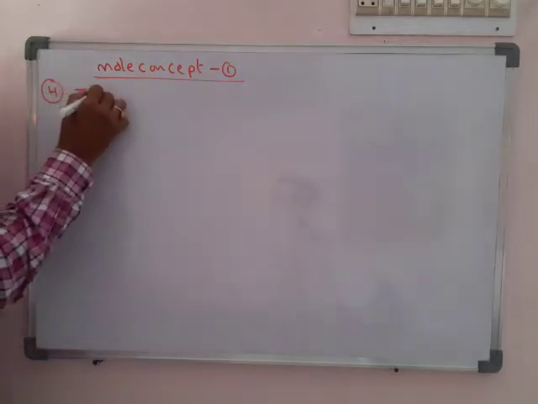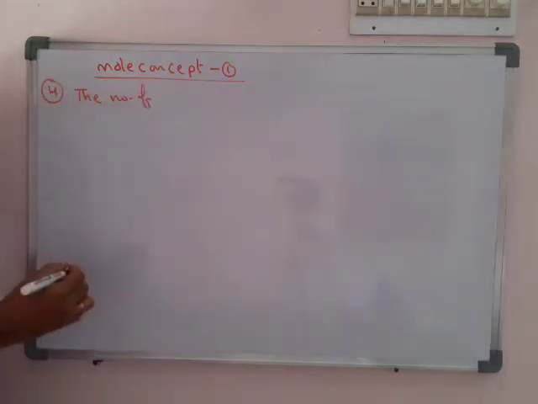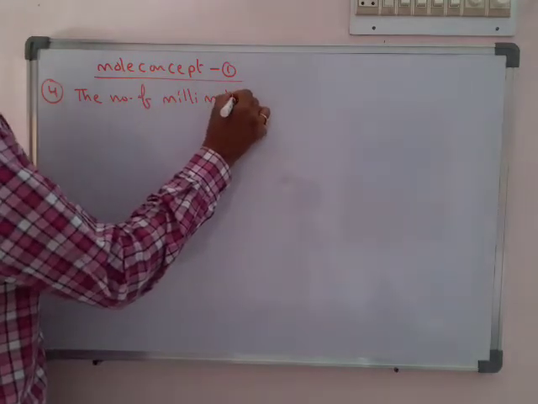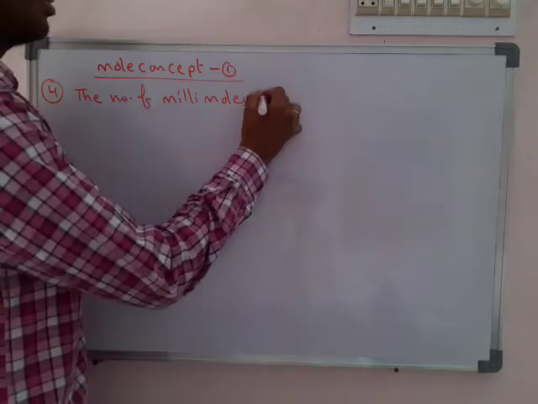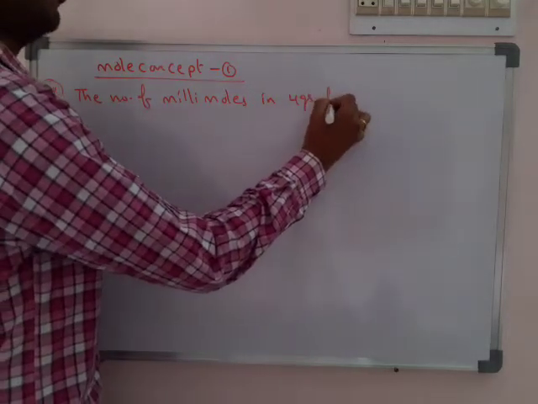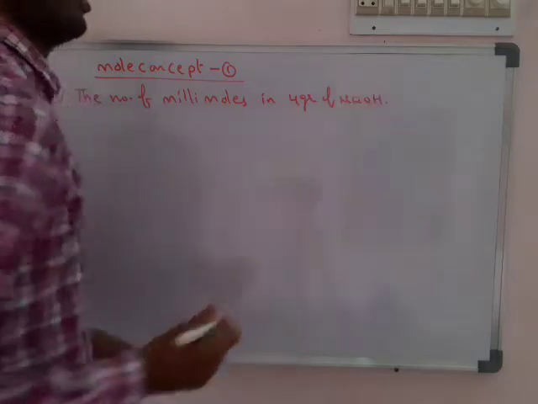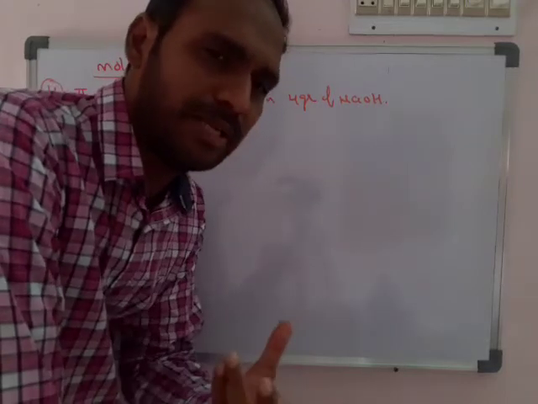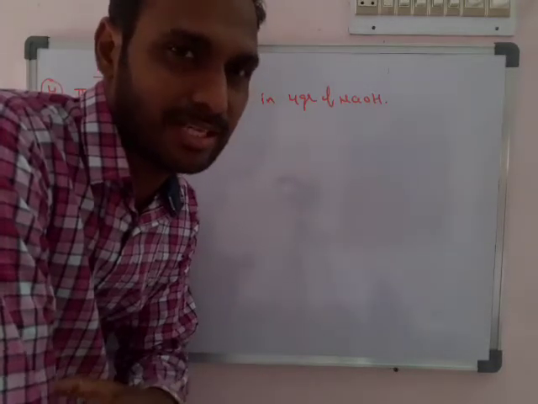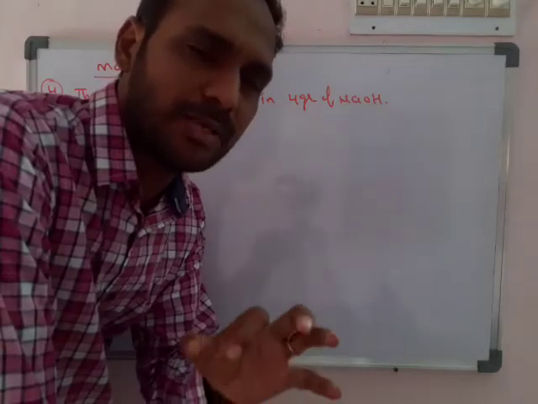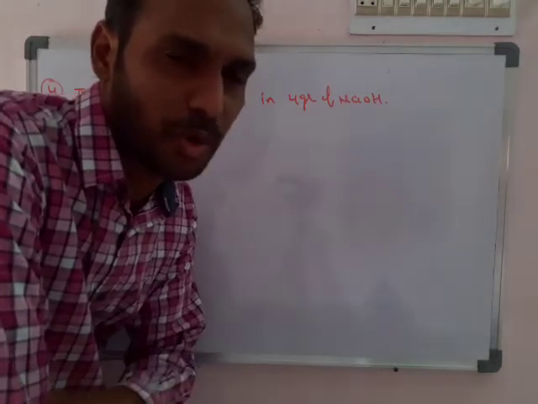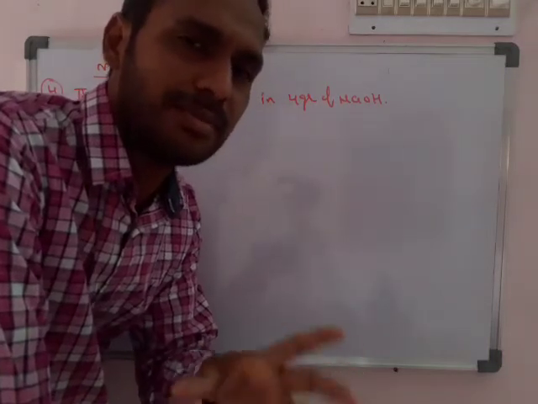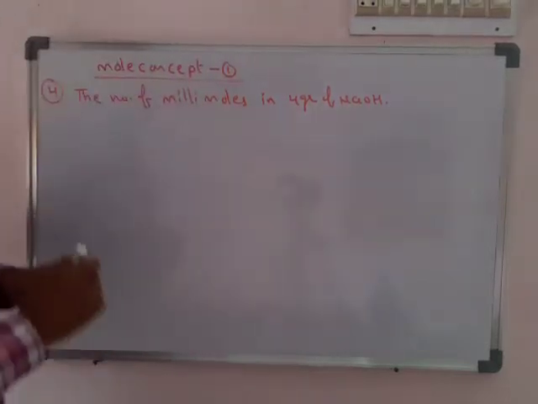Problem 1: we have to calculate the number of millimoles in 4 grams of NaOH. We know about millimoles; we have done many problems with the milli equivalent system. In stoichiometry problems, milli equivalents means normality into volume, and similarly millimoles means molarity into volume.